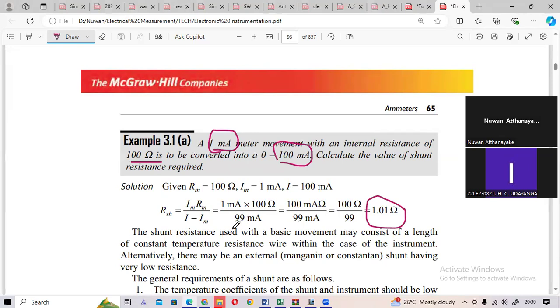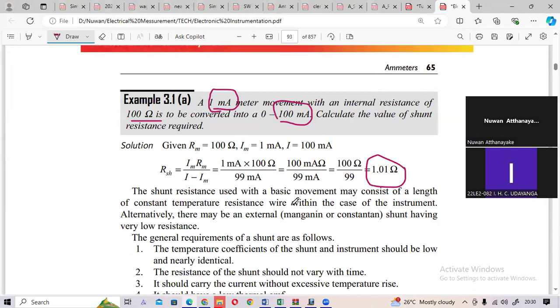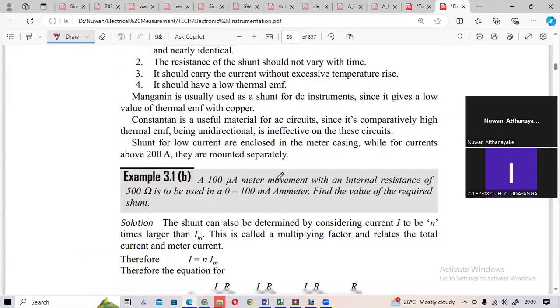Udayan, is that okay? I no need to do this one, no? There's no need to work out the example. You can understand it by yourself, okay? Okay, sir.